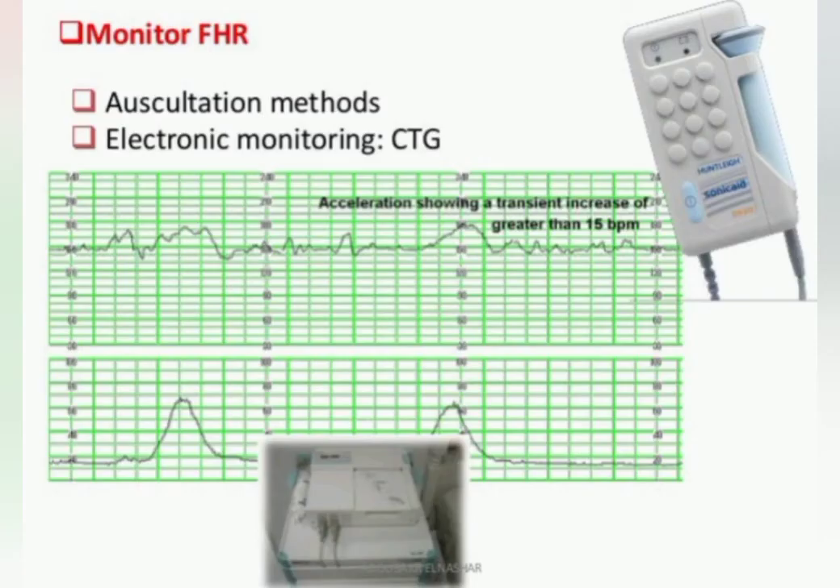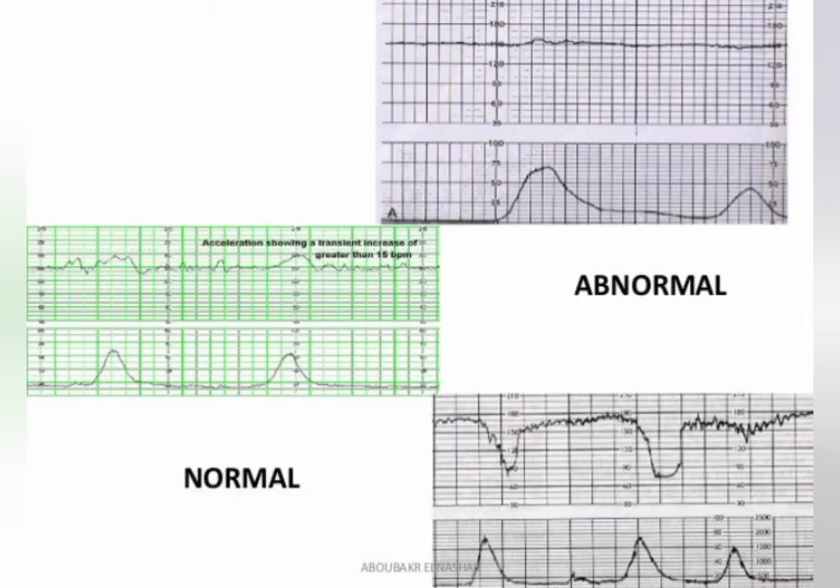Afterwards, we'll monitor the fetal heart rate with the help of different monitoring devices. So we can also use auscultation methods. We can use an electronic monitoring device like cardiotocography in order to assess the fetal heart rate. In the coming diagram, the normal and abnormal fetal heart rate have been shown.